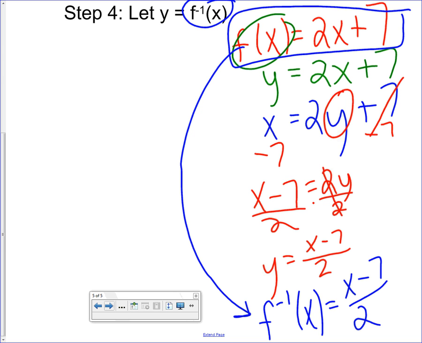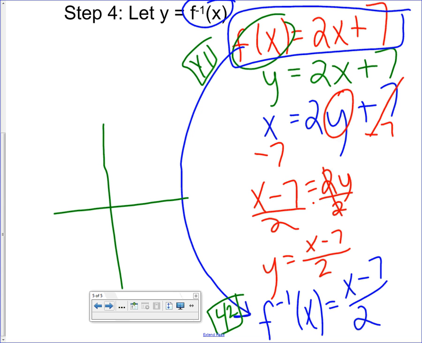I could confirm that graphically. I could put one of these functions into y1 on my graphing calculator, and I could put the other function into y2. And what I'm looking for is that when I see their graphs, 2x plus 7 is going to look something like this. And then (x minus 7) over 2 is going to look something like this. And what I'm going to notice is that they reflect over that line, y equals x.